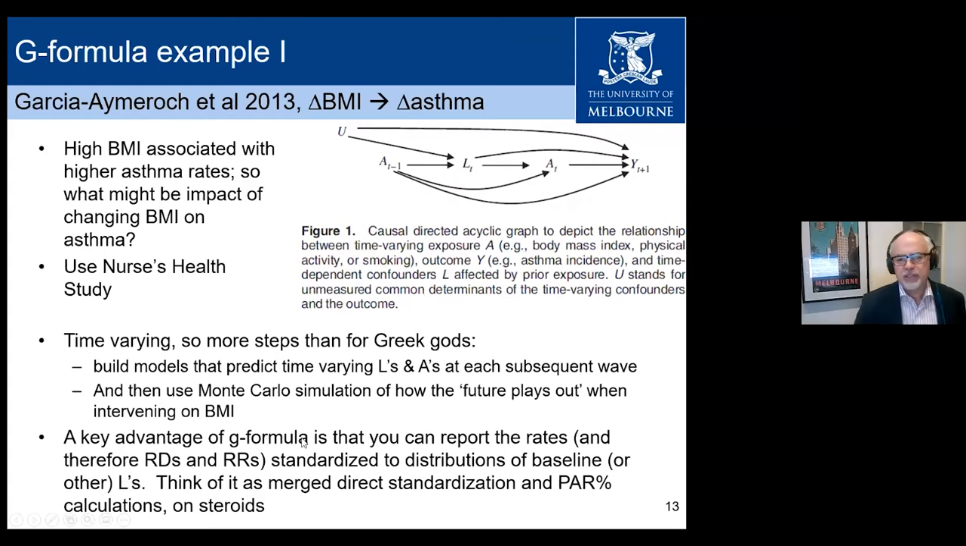Now, key advantage of G-form is that you can report the rates. Sometimes we just need to pull back and think about what are our methods offering us. And the really cool thing about this to me, as well as the fact that it's dealing with the causal structure and the data, is you end up with predicted outcomes. And it is so easy to now just calculate your risk difference and your absolute risks or your absolute rates, as well as your risk ratios.